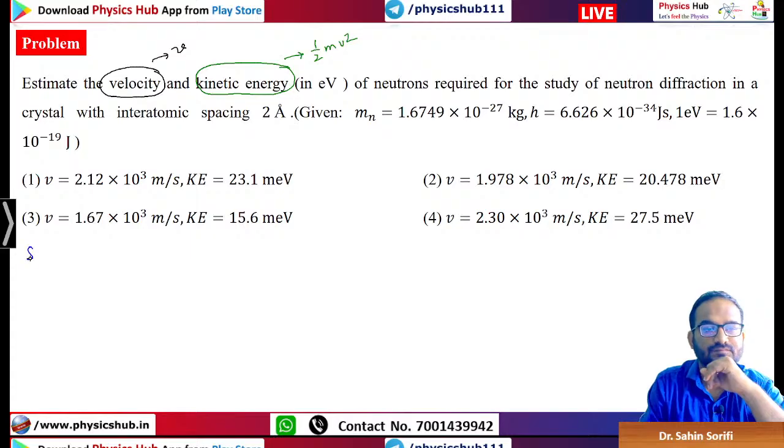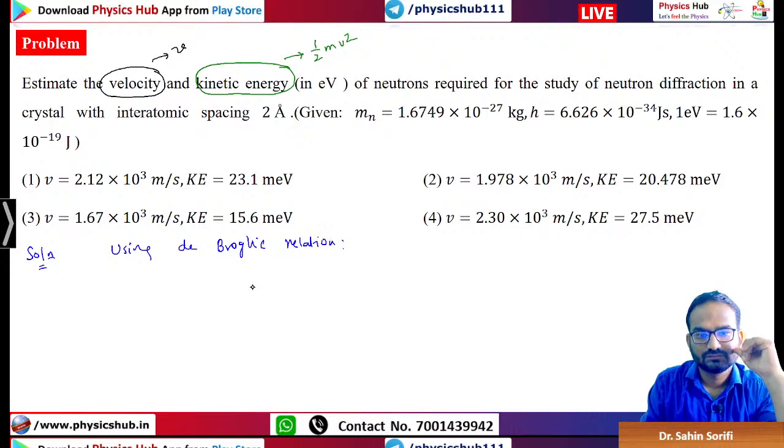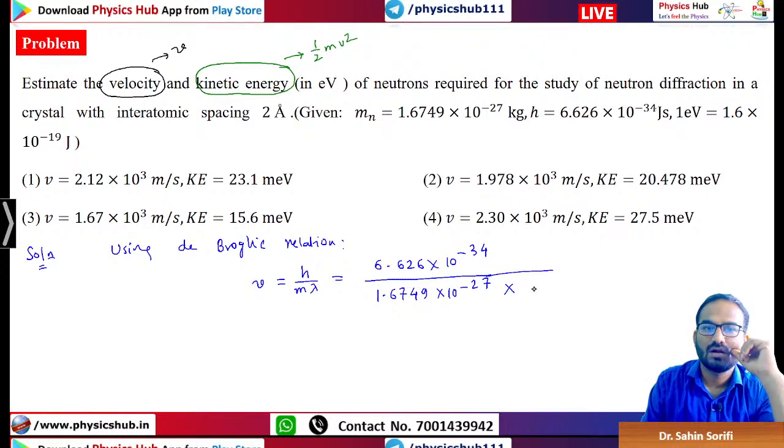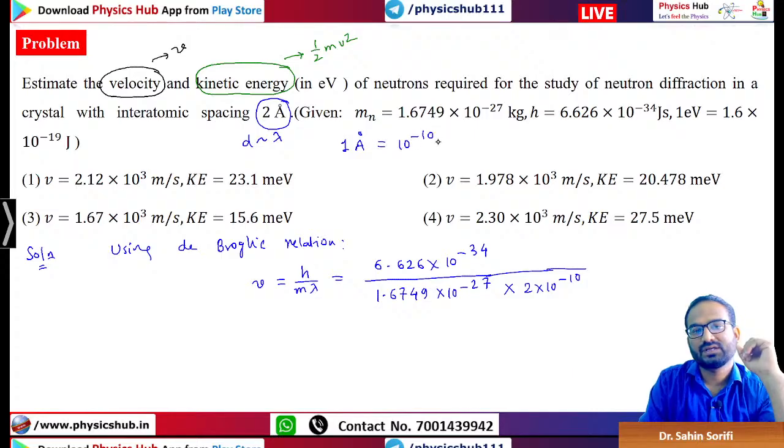What is the answer? Using the de Broglie relation, v is equal to h by m lambda, because lambda is equal to h by mv. So you can put the value of h, 6.626 times 10 to the power minus 34 joule second. Mass of neutron is given, 1.6749 times 10 to the power minus 27 kilogram, into lambda. What is lambda? Interplanar spacing becomes of the order of lambda, right? So it is 2 angstrom, so 2 times 10 to the power minus 10 meters. 1 angstrom, we know, is 10 to the power minus 10 meters.